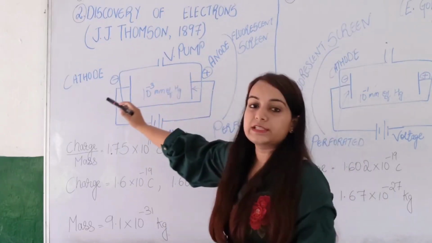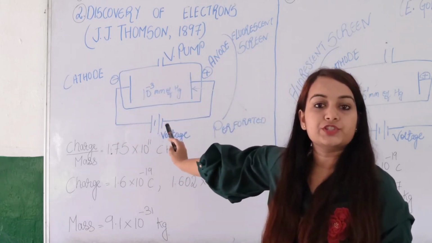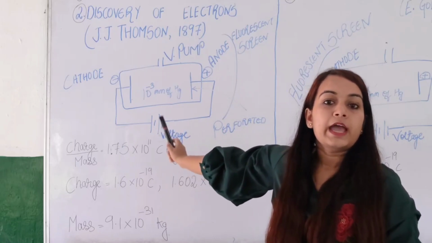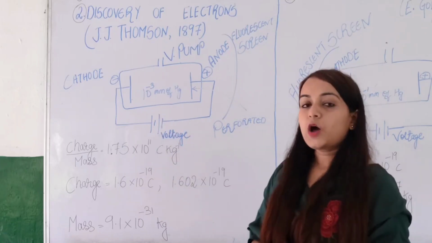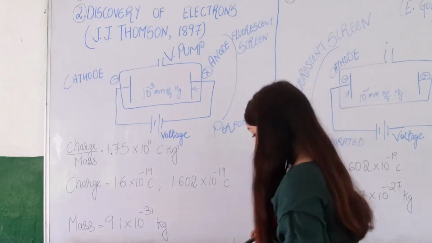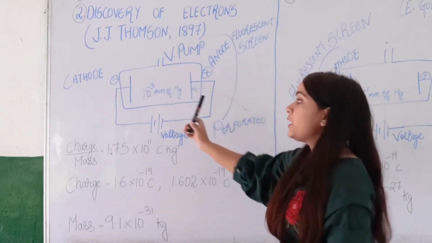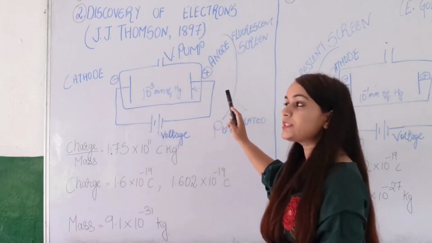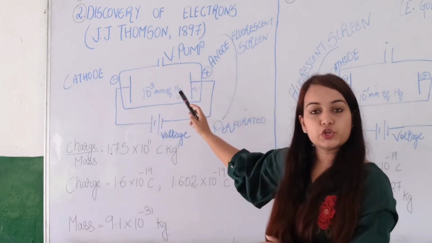This whole setup is known as the cathode ray discharge tube. With the help of this experiment, J.J. Thomson was able to discover electrons. Now let us see how this experiment was conducted. In this experiment, these are all made up of glass. We can just imagine it to be in the form of a tube light.